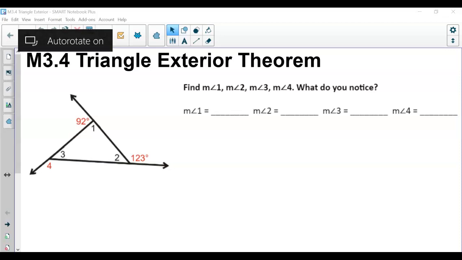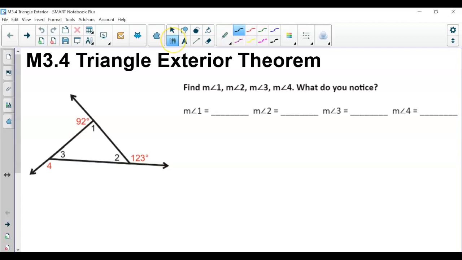And so in this lesson, we are now focusing on the exterior angle theorem with our triangles, so exterior angles. Here, for example, go ahead and pause the video and find the angles on your own, and then we'll talk about what you notice. And here we go. So the measure of angle 1, notice, is a linear pair, right?